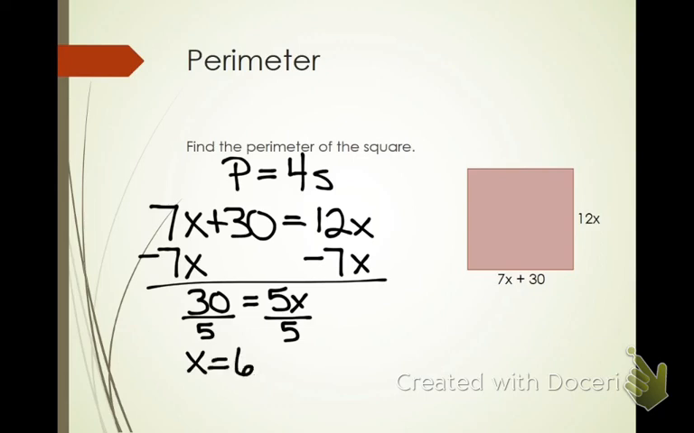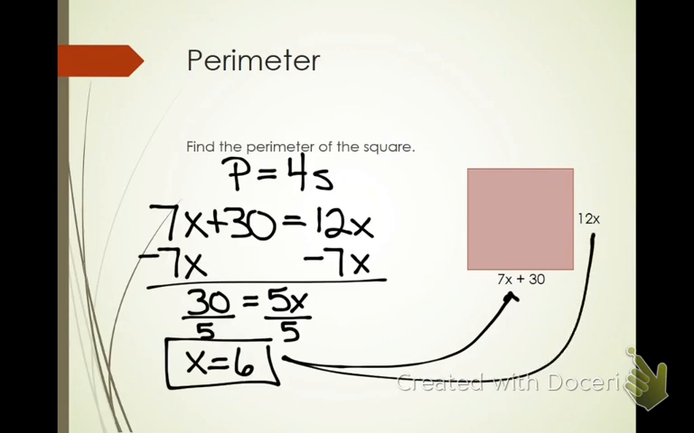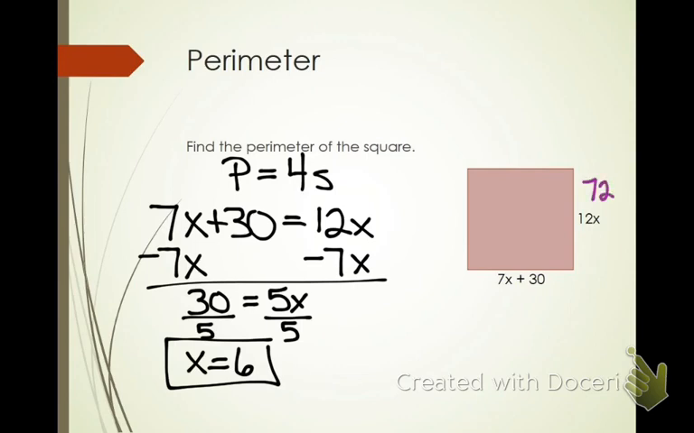Did everybody get 6? Okay, but that's not my answer. If x equals 6, I can plug it back in either to this expression or to this expression to find the side value. So if x equals 6, what would my side value be? It would be 72. What's 12 times 6? 72. What is 7 times 6 here? 42. 42 plus 30? 72, you see?